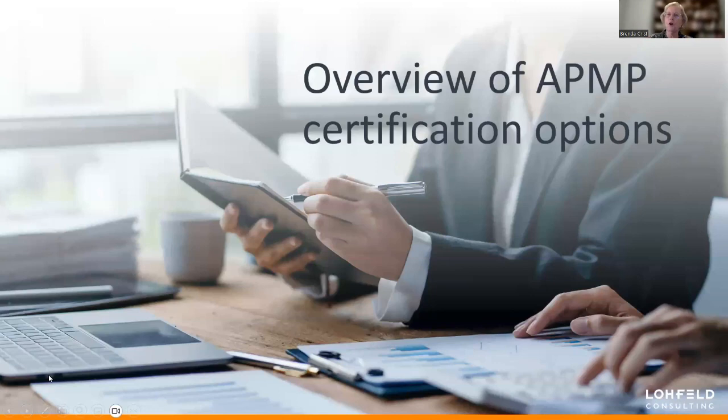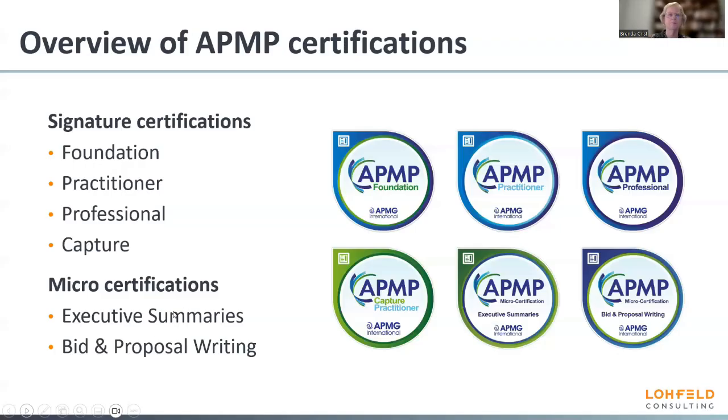So let's start off with an overview of the APMP certification options. First, you'll find the 4 signature certification options. The first being foundation, the second practitioner, the third professional, and the fourth capture. Now, APMP has also introduced 2 micro certifications, and they are executive summaries and bid and proposal writing. And here are the certification badges that you can earn.